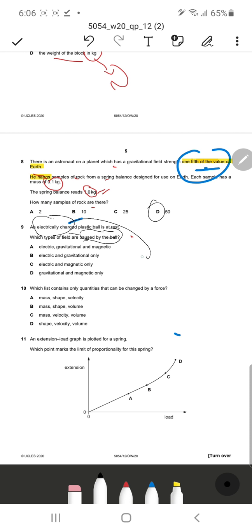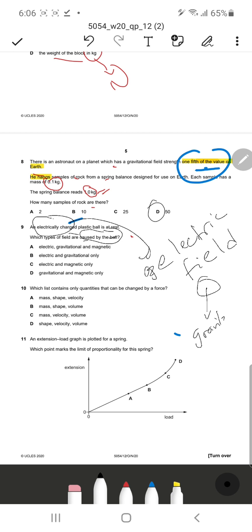Okay, so of course that means it has an electric field associated with it. So which type of field is caused by the ball? Another field which always exists is the gravitational field, because the ball is attracted by gravity and it attracts any other masses, because that's a basic thing of gravity. So the gravitational field is always usually present. So B is the correct response.